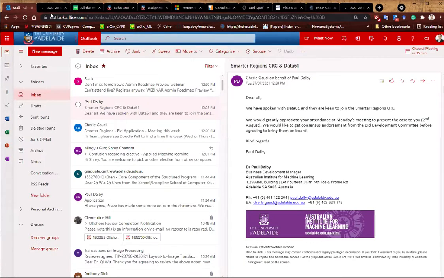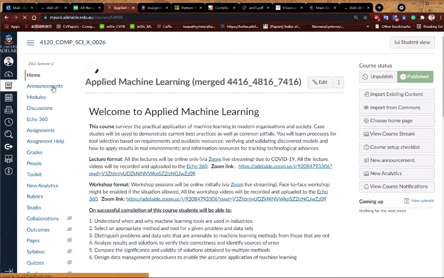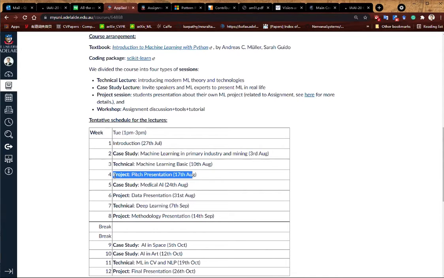Let me check our schedule. Next week, which will be our first case study, we invited one guest speaker from AMO. He will give us a talk about how they use machine learning in primary industries and mining. And after that, I will give you a technical session the week after. So the first week is about your project, and you need to start from now. You don't have a lot of time. You have 3 weeks to think about your project.